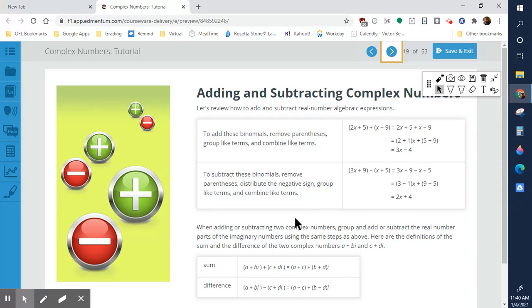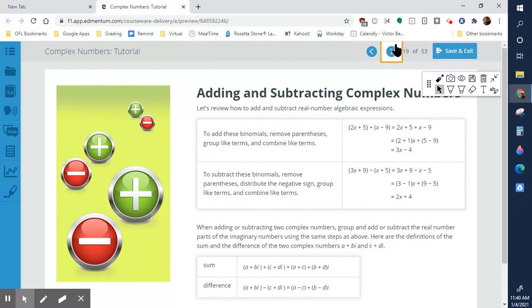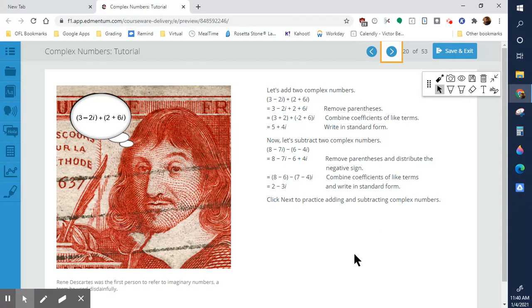All right, so adding and subtracting, again, it's kind of like how we did with variables when we learned how to do variables. The only difference is it's an i instead of an x. Pretty much the only difference here. So if you know how to do it from algebra, you should have no problem here.